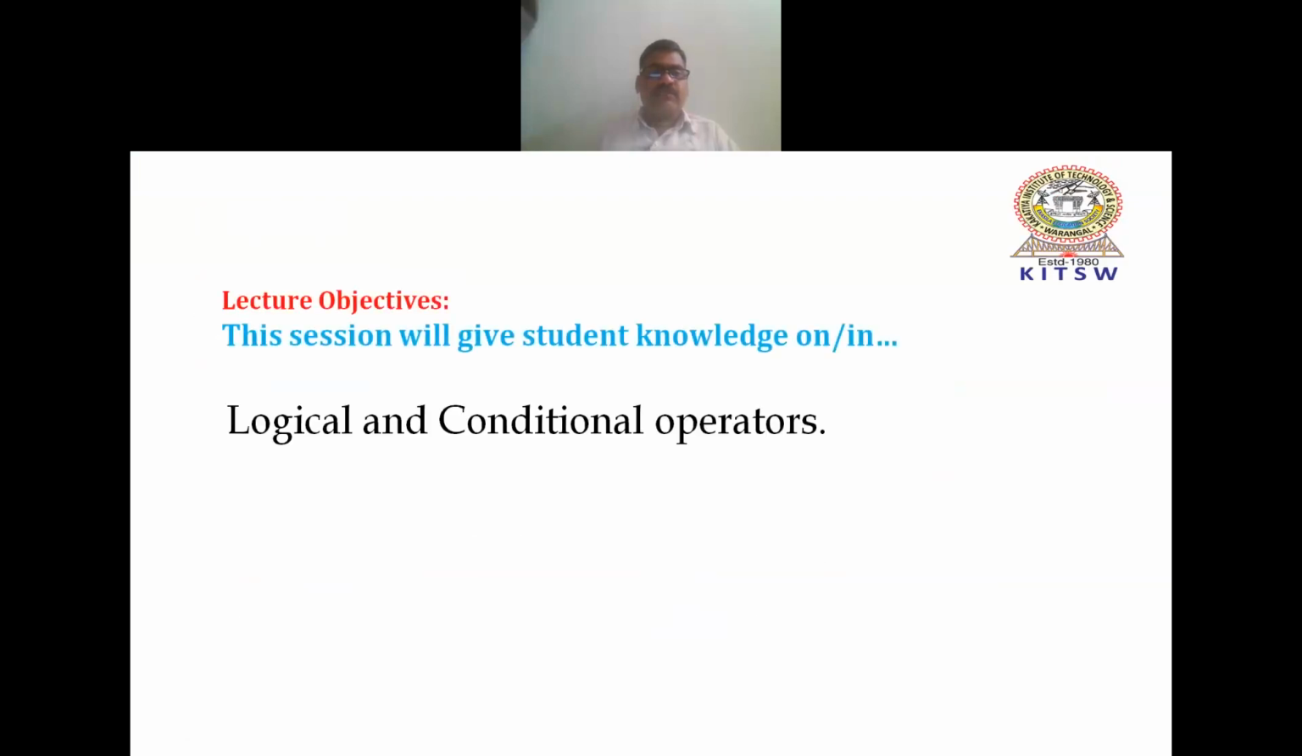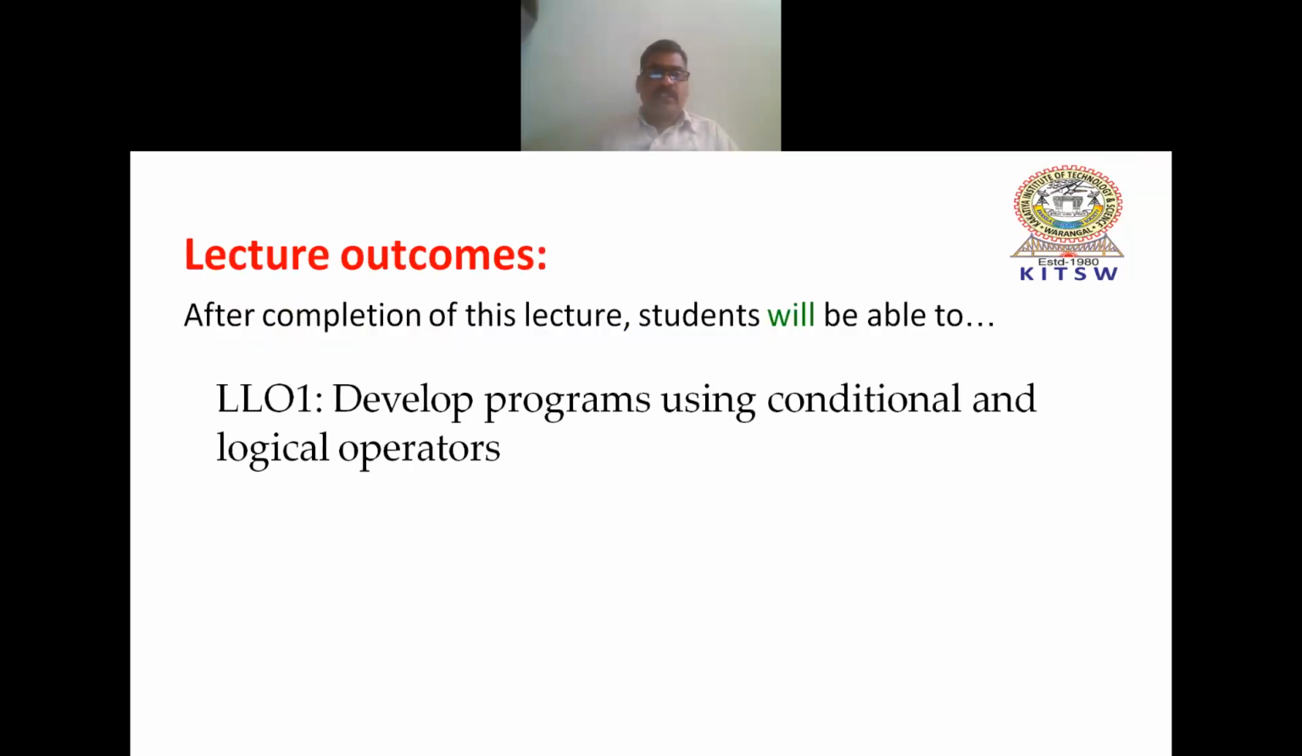This session will develop students' knowledge of logical and conditional operators. That is the lecture objective. And this is the lecture outcome: after completion of this lecture, students will be able to develop programs using these conditional as well as logical operators.